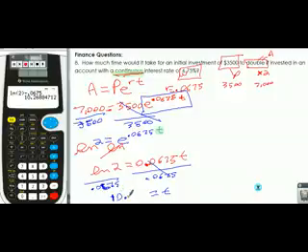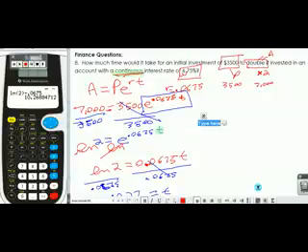So 10.27 years. And we'll finish this up with a nice little sentence. In 10.27 years, my investment would double. There we go. I hope that helps.